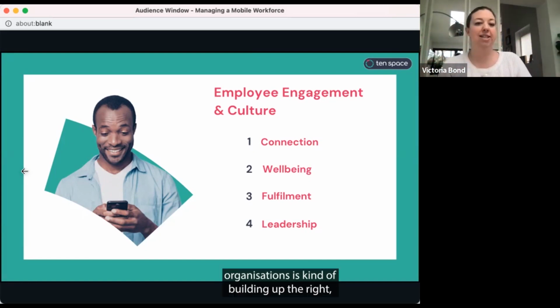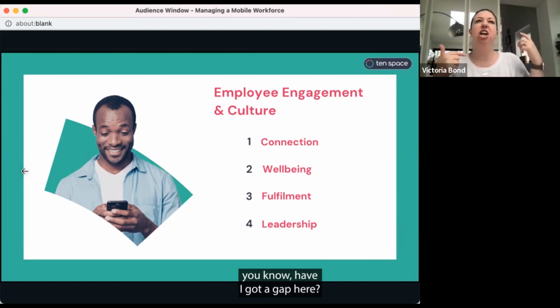The work that we do with organisations is building up the right question sets to explore engagement. But what I thought I'd do is take you through some of the key areas that we like to explore with mobile and deskless and remote workers, dispersed workers, because these are the areas that we know, when we poke around, where engagement can really be impacted in this type of population.